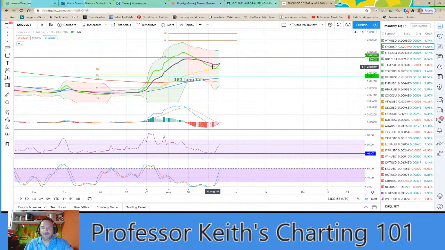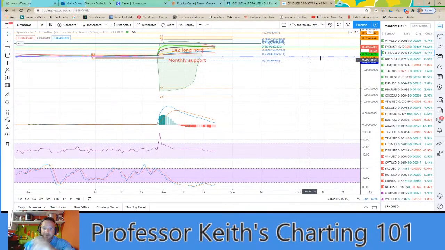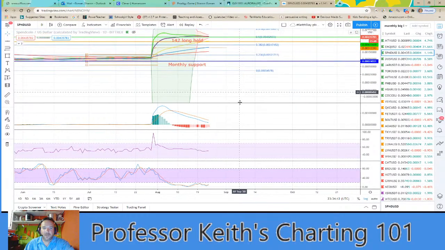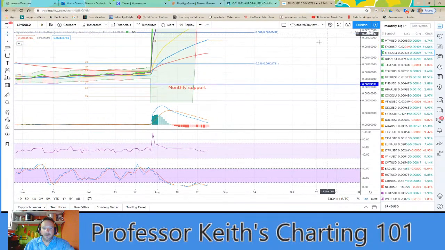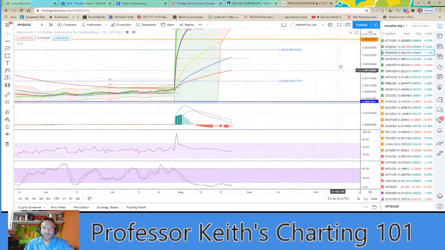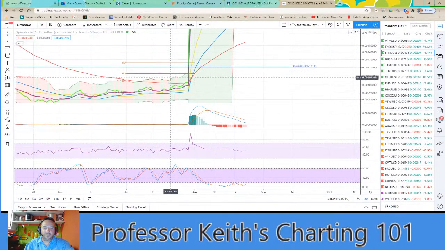Golly. Look at the 8 crossing the 21. That's what we want to see on Toko. When we see that, we're getting in. What was the other one? Oh, Spend. Let's see what it looks like, the daily, because it's got that super tight formation. Yeah, look what the daily did right there. That's an XRP move if I ever saw it. Look at that.